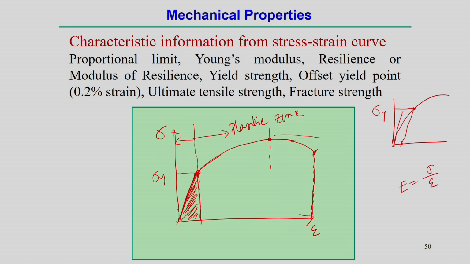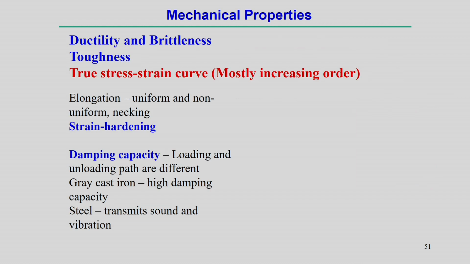When that transition is not very obvious, we assume the offset yield point, taking the offset yield strain value, and accordingly we can decide the yield point by looking at where the strain is 0.2%. Now, all this information we can gather from the stress strain diagram.